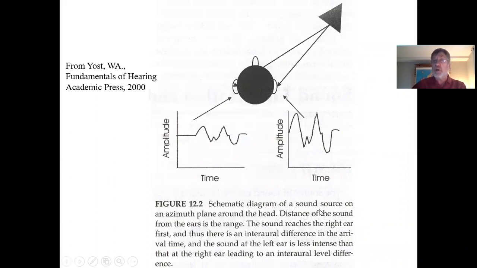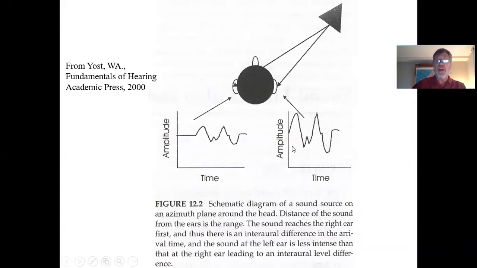Schematic diagram of a sound source. Distance from the sound to the ears is the range. The sound reaches the right ear first, and thus there is a between-ear, interaural difference in the arrival time. The sound at the left ear is also less intense than that in the right ear, leading to an interaural, or between-ear, level difference. Level difference, intensity difference. Low frequencies use time differences as the cue to tell the direction. For high frequencies, the cue is tiny intensity differences between the ears.